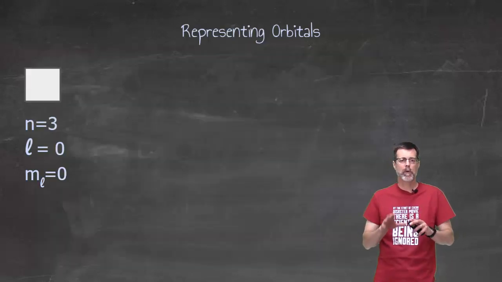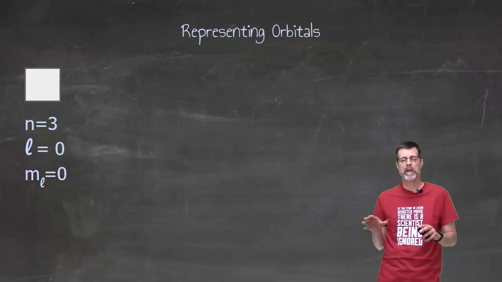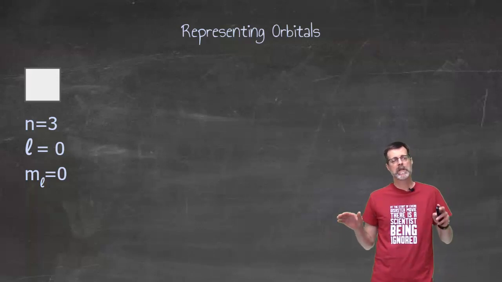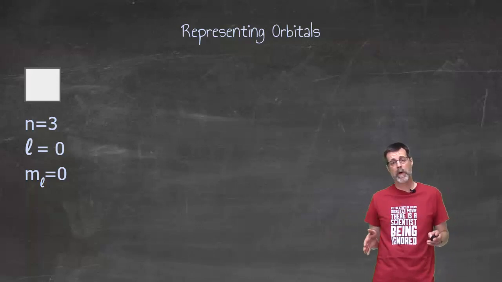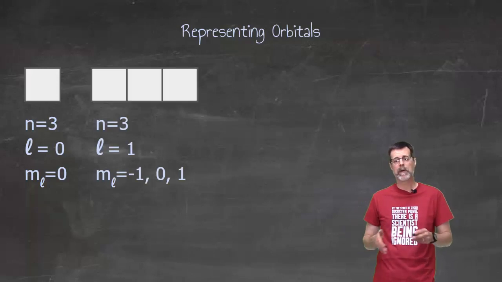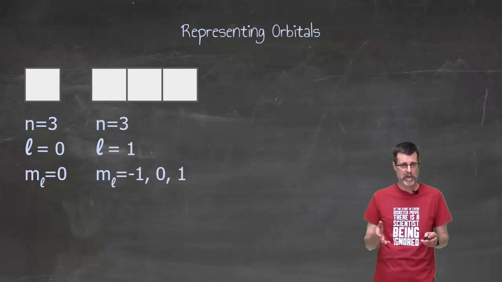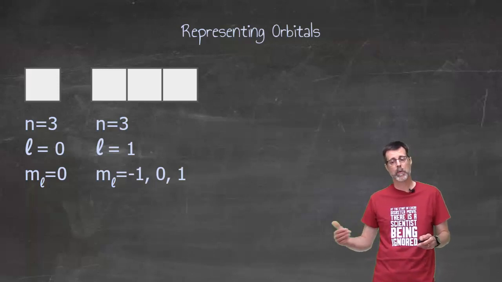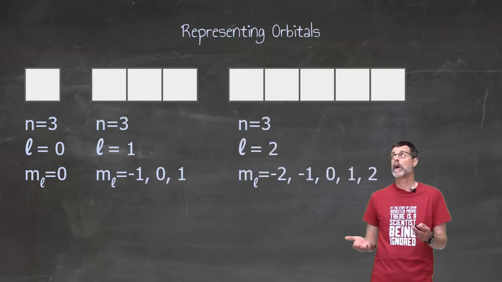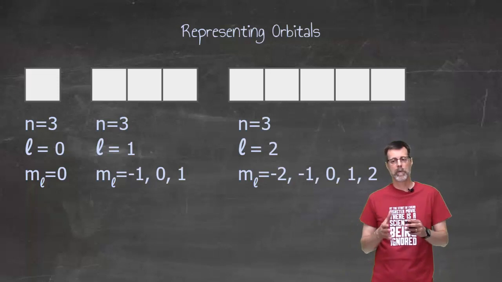Now if I were to represent orbitals using a box, and I'm going to pick the third energy level because it has those 3 sub-energy levels, I would draw one box for the s orbital, I would draw 3 boxes for the 3 p orbitals with the different orientations, the -1, 0, and 1 on my m sub l, and I would draw 5 for the other ones.